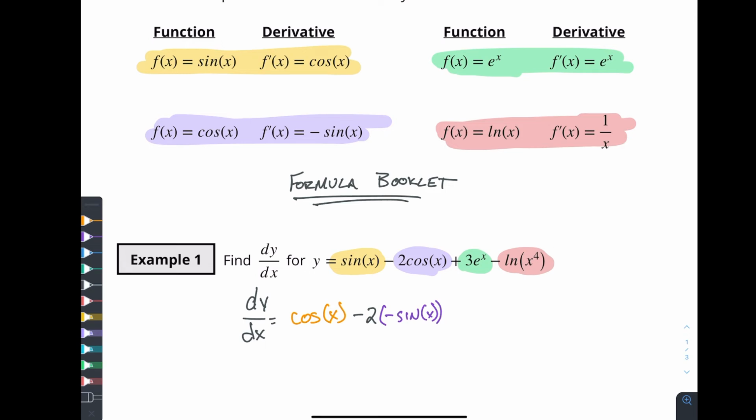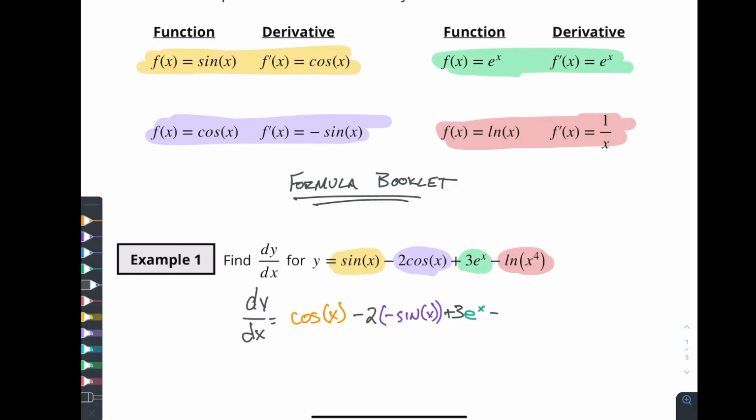And then we're going to add 3 times the derivative of e to the x, which is just e to the x. So there's our derivative. And the derivative of ln x to the 4th power: I bet you were thinking that there was going to be a chain rule for this. This one gets a lot of people.